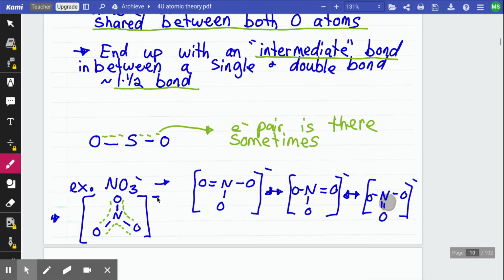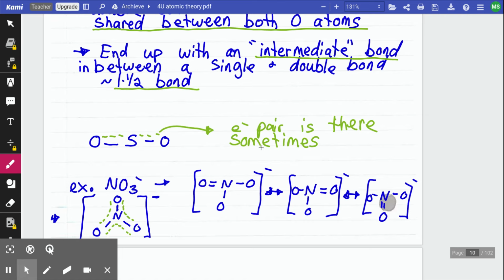Another example is when we have NO3 negative. And if we draw a Lewis structure of NO3 negative, we find that we have 1 double bond, and it can be in between the nitrogen and any of the 3 oxygens. And so again, we end up with an intermediate bond, and we show that the electrons are sometimes in any of the 3 locations, and so we draw it with these dashed lines here. So when we have a double bond like this, instead of drawing it out like we had previously in grade 11, we actually draw it as a resonance structure.